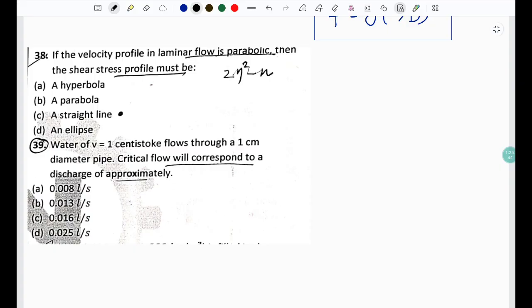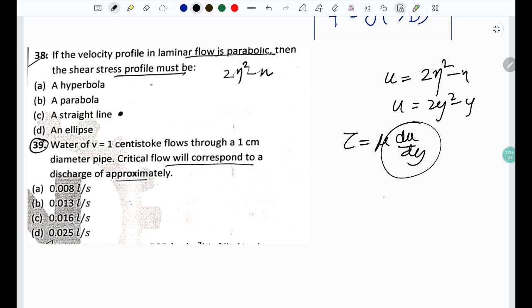So here are two questions. The first one is that if the velocity profile is parabolic, assuming that y by delta, if the velocity profile is, let's say, 2 eta square minus eta, or 2y square minus y, then the shear stress profile, since tau is mu du by dy, once you differentiate du by dy, you will get 4y minus 1. That is, it will be a straight line or a straight profile. So C is the correct answer.